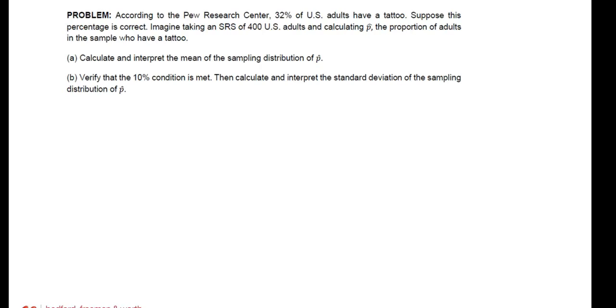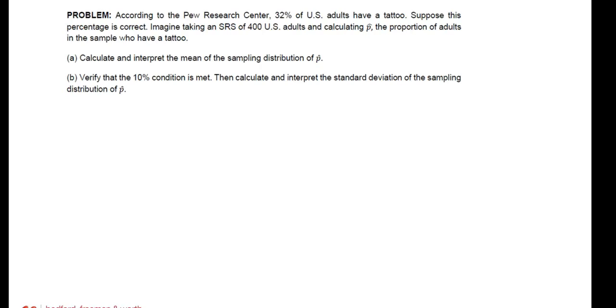This is just more practice, but you're done with the lesson portion of this. According to Pew Research Center, 32% of U.S. adults have a tattoo. Suppose this percentage is in fact correct. Imagine taking a simple random sample of 400 U.S. adults, calculate a p hat, the proportion of U.S. adults who have a tattoo.